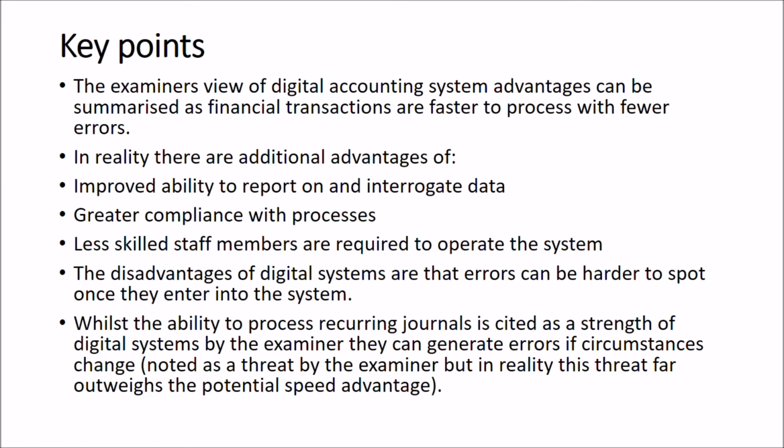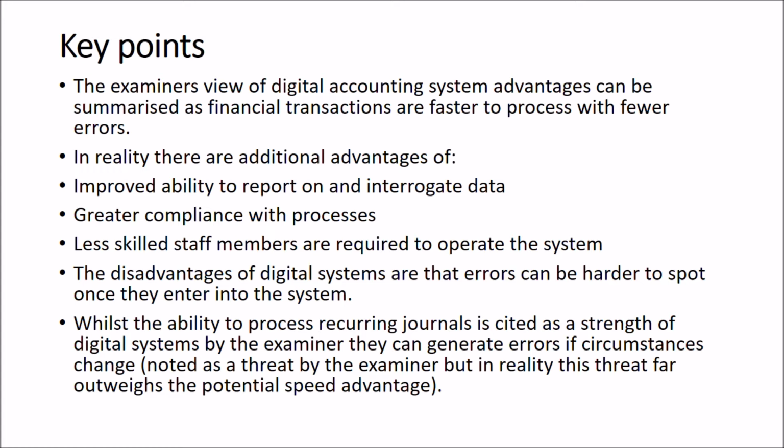Now, the examiner highlights as an advantage the ability to process recurring journals. A recurring journal basically is a series of journals set up for the future, and it processes itself again and again. It's highlighted as a strength of digital systems that this saves time. However, the examiner also highlights that they can generate errors if circumstances change. They can actually generate lots of other errors as well.